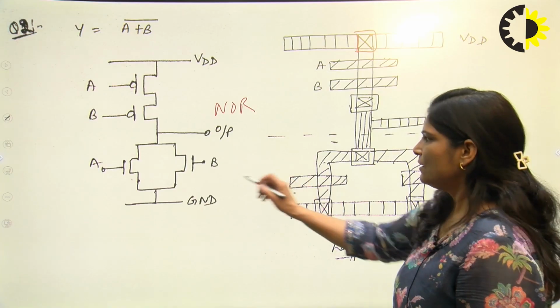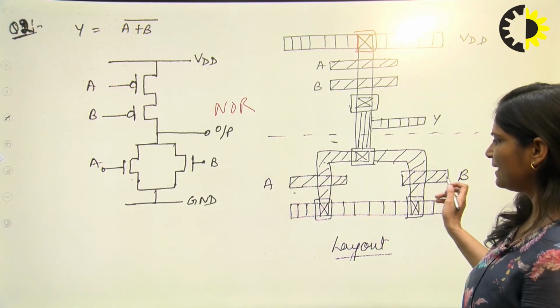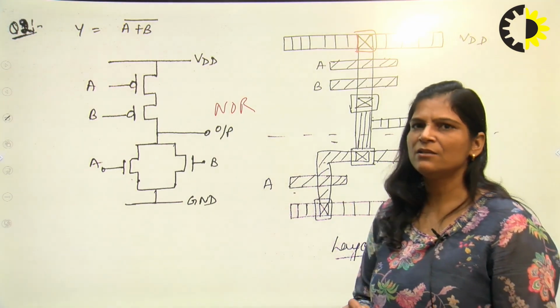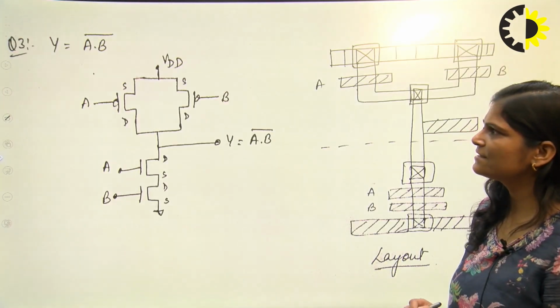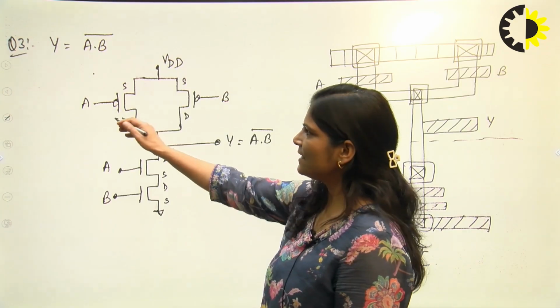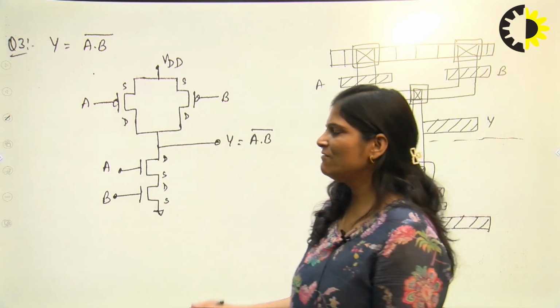So here A and B are connected in parallel. Draw a layout for this A and B like this, and this is your ground. So like this you can draw a layout for this NOR gate also. Now we can take an example of the NAND gate. In the NAND gate, A and B are connected in series for NMOS and in parallel for PMOS. So we can take the vice versa of the previous circuit.